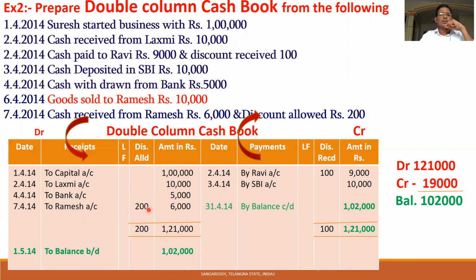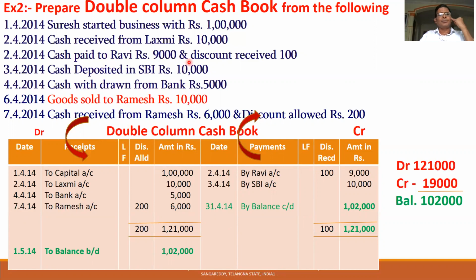So discount allowed is a debit here, in the discount column, and discount received is a credit here, in the discount column. So simple, you have to remember. Once again, in the double column cash book also, the same thing: all receipts are debited. All payments are credited. What are the receipts?